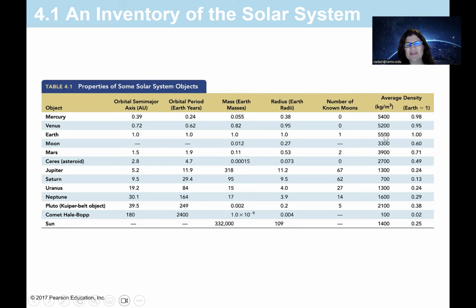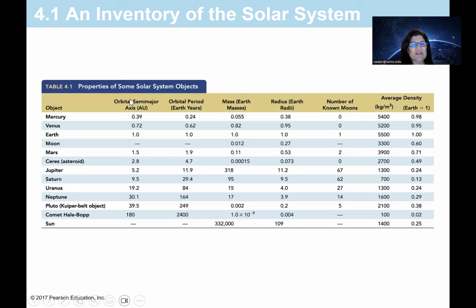And Earth is at 5,500 kilograms per meter cubed, and it is the most dense item in the solar system. Look at that. Mercury is close. Venus is next. The moon and Mars are kind of fluffy. Ceres is also fluffy. Jupiter. Saturn here is right here. That's an interesting one. We're going to get to that in a second.